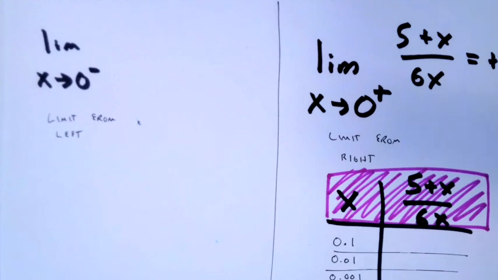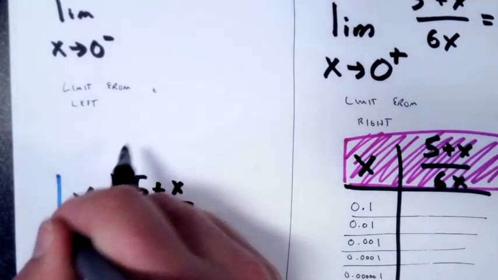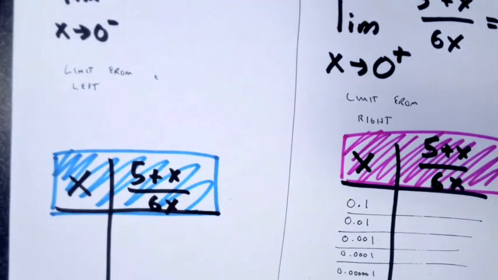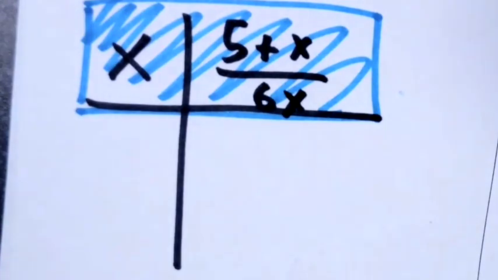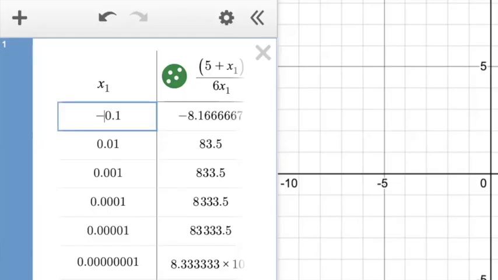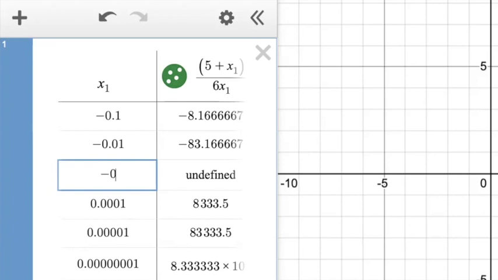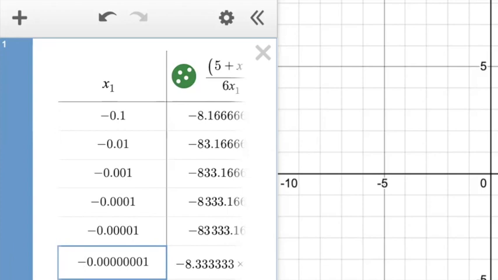Now, what happens from the other side? I'm going to look at x and (5 + x) / 6x, but I'm only going to look at values that are smaller than 0, approaching 0. And I want the values to get closer and closer to 0. Here, I would use basically the negative counterpart of what I had before. And I like this in Desmos because I can go back and just make everything negative. So now I make my x values negative, and you might expect this: I'm getting the same magnitude of the y value, but they're negative now. So the limit as x approaches 0 from the left of (5 + x) / 6x is equal to negative infinity.